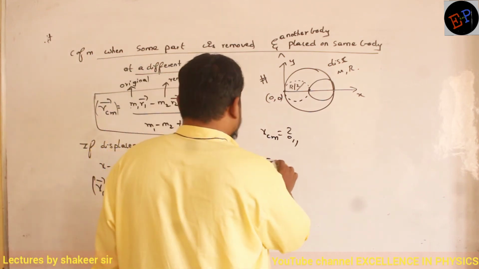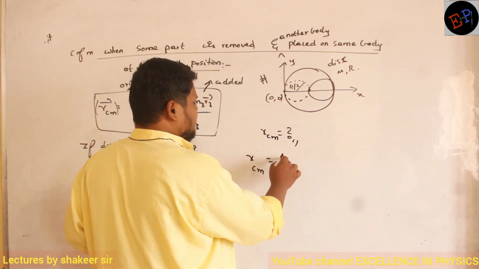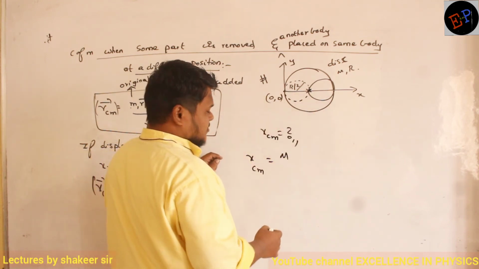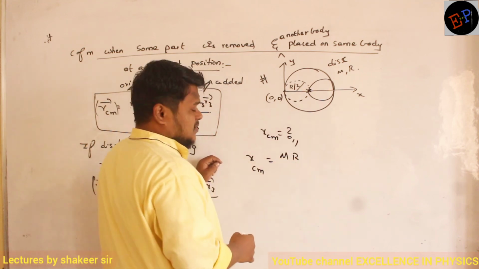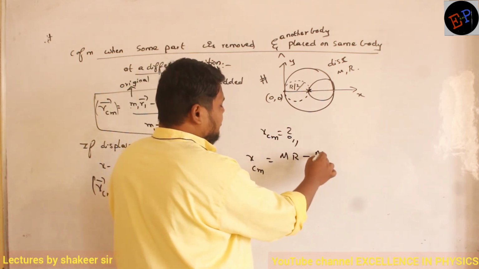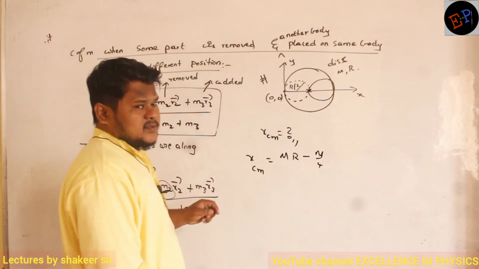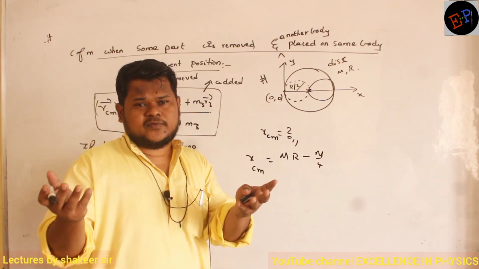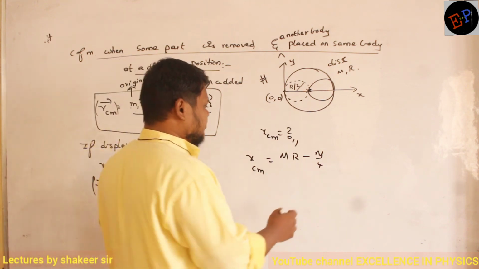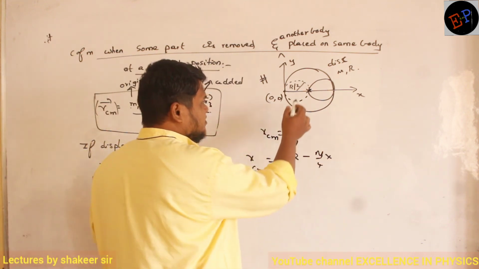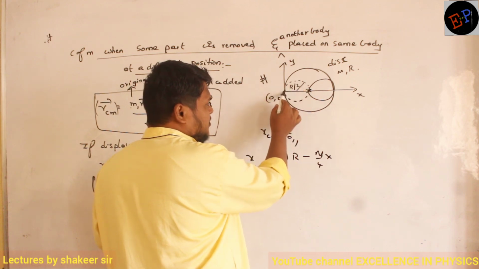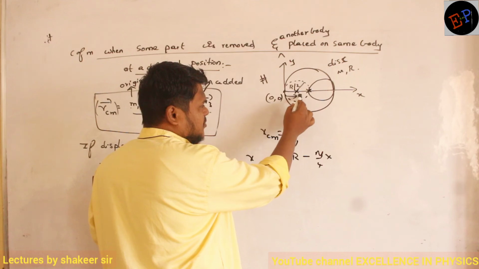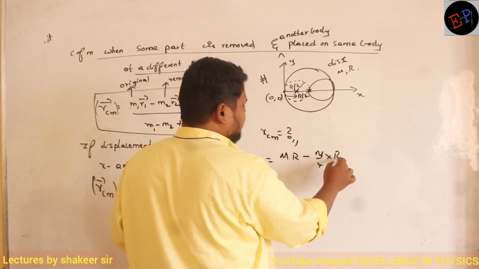Now substitute. So M is the mass of the original body, and the original body's center of mass will be exactly at the center. So its position of center of mass is R. Minus the mass of the removed body, M by 4. Already we calculated, so if an R by 2 disc is cut, then its mass is M by 4. Multiplied by, from the reference, its center of mass is here. So what is this distance? R by 2.